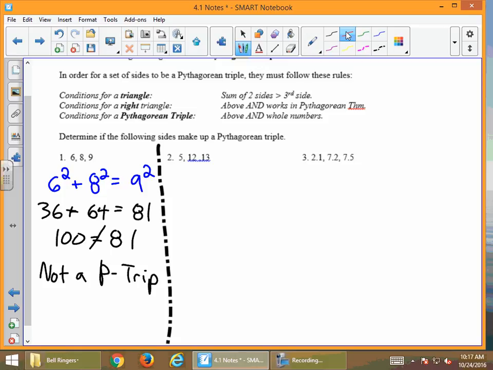A 5, 12, 13. Which side's going to be my C value? 13. A lot of times they go in numerical order. They don't always, though, so make sure you're paying attention to that. So 5 squared plus 12 squared equals 13 squared. 5 squared is a 25. 12 squared is a 144. 13 squared is a 169. Okay. 25 and 144.